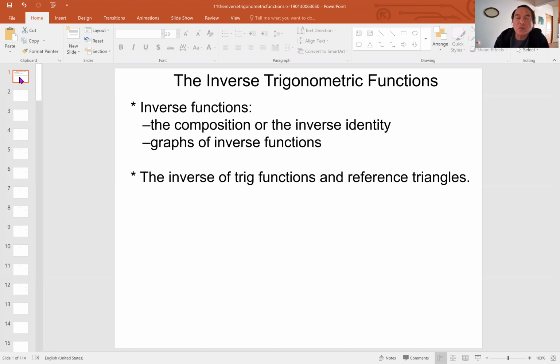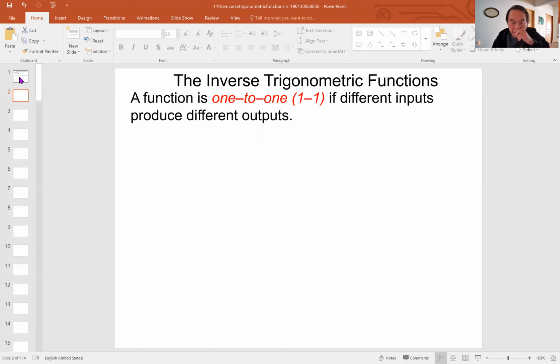I will review the inverse functions, and in particular, we'll talk about the algebraic inverse identities. We will compose inverses, and then we will talk about what the graphs of a pair of inverse functions look like. And then we apply that to inverse trig functions. Particularly, we'll look at inverse cosine. So here we go. We start with functions.